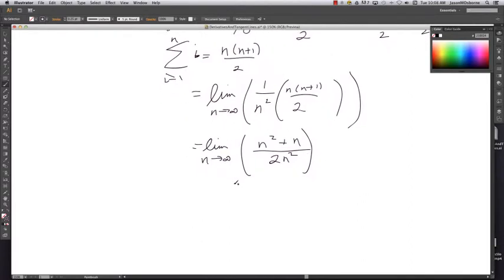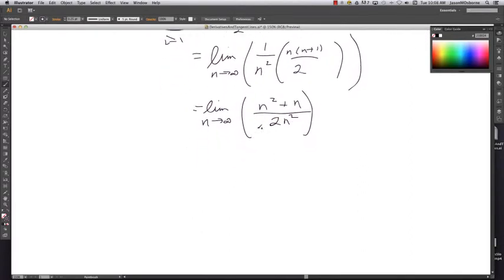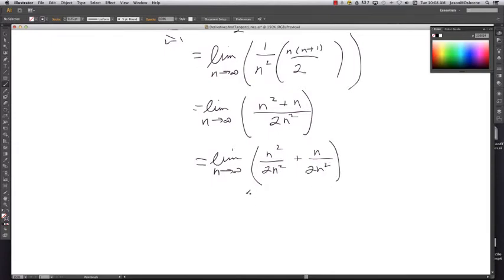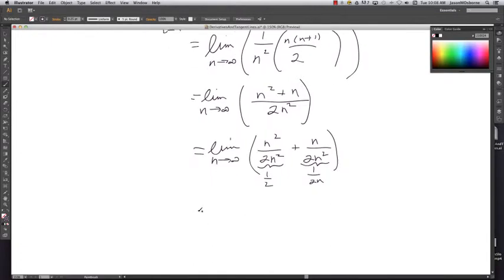And if you try to look at this limit, maybe L'Hopital's rule is in order, or I prefer just to simplify a little bit, do some algebra. This is n squared divided by 2n squared. If you do the algebra correctly, n divided by 2n squared. This reduces to a half, and this reduces to 1 over 2n. So you're now looking at a limit as n goes to infinity of 1/2 plus 1 over 2n.